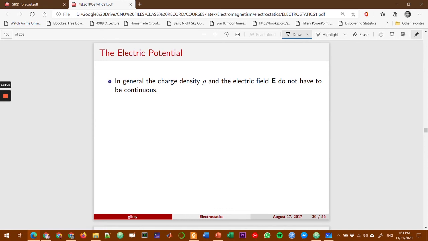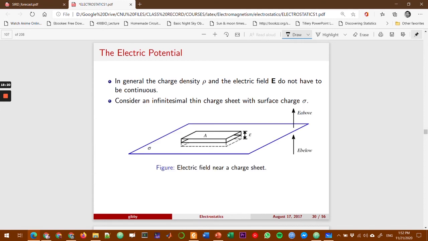So, in general, the charge density rho and the electric field E do not have to be continuous. Now consider this example. We have a infinitesimal thin charge sheet with a surface charge sigma. So we can calculate for the electric field sa above and then electric field sa below, and we'll see if continuous ba ang iyang electric field when we try to evaluate this one at the interface. Continuous ba ang electric field at the interface?